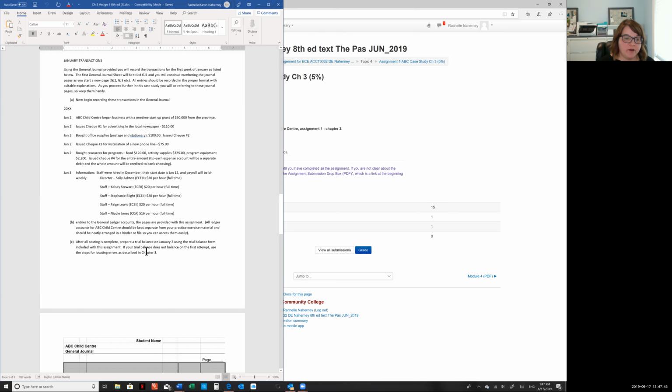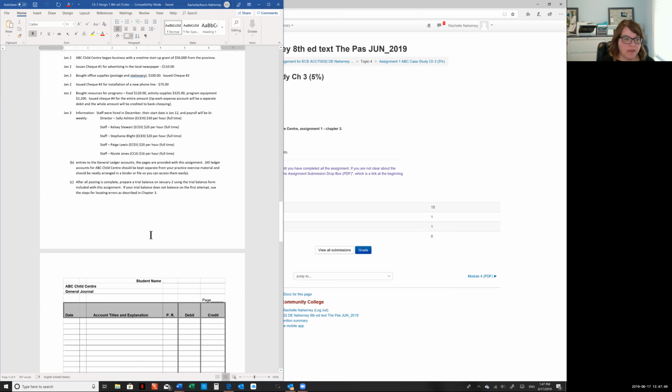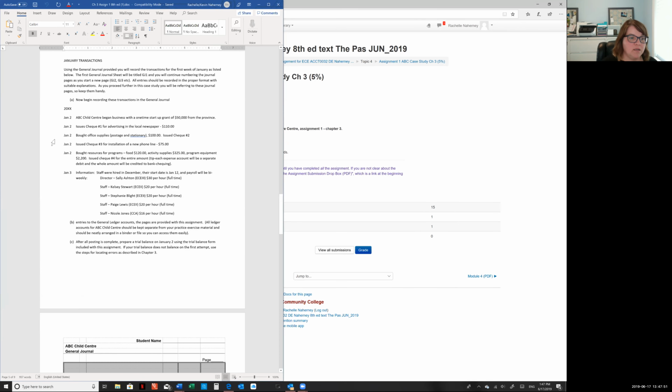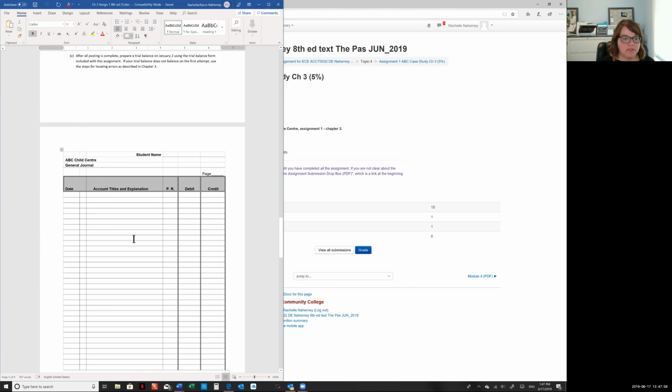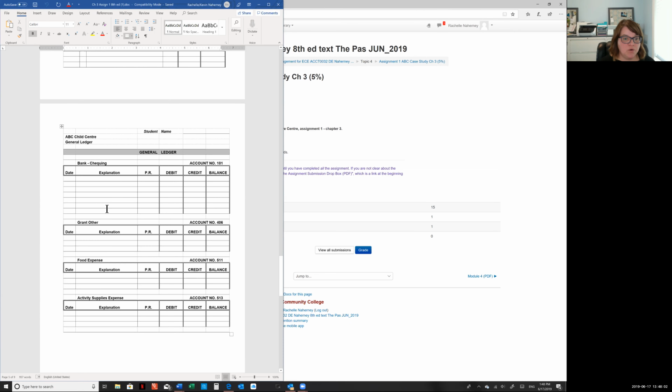These are the people who have been hired. This is how much they're getting paid per hour. Okay, so we don't have to do anything with that on the journal. So we have only the 1, 2, 3, 4, 5 journal entries to prepare that are all on January 2nd. Okay, and we prepare them into the general journal. Then we post them to the general ledger.